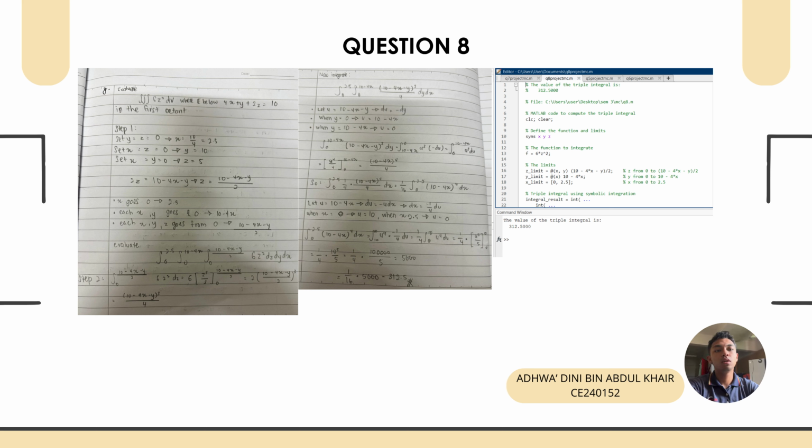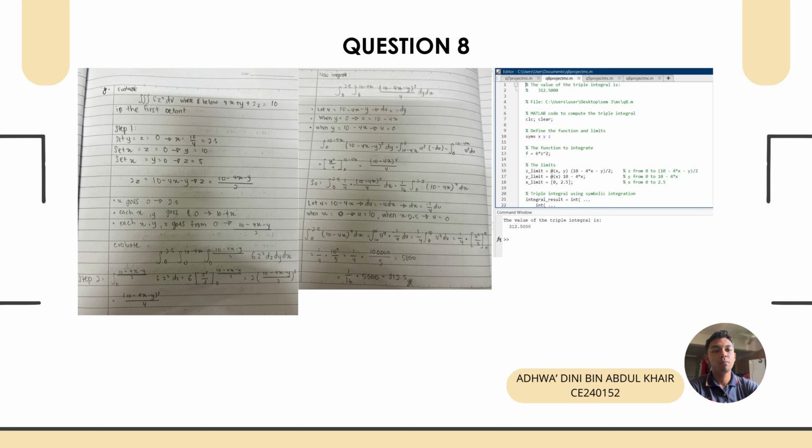Let v equal 10 minus 4x, then dv equals negative 4 dx. When x equals 0, v equals 10. When x equals 2.5, v equals 0. The integral becomes, and finally we get the answer 312.5.